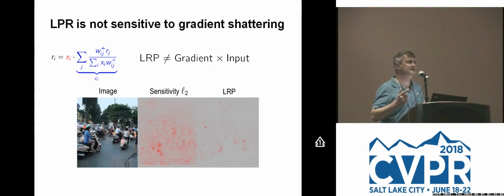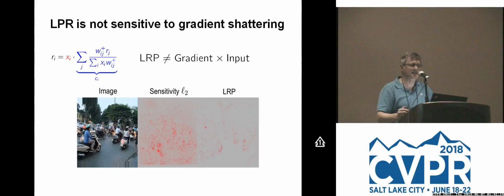Sensitivity actually has two issues that I already discussed. One is the gradient shattering, which makes all the pixels quite shattered across the space. So there's a lot of noise due to the gradient shattering. But moreover, there's some funny things that you find when you just consider gradients. So this street here is getting a lot of attention by this sensitivity model. Why is that?